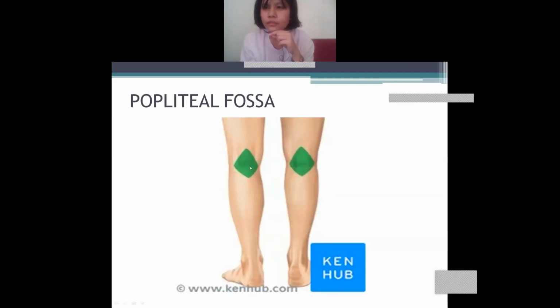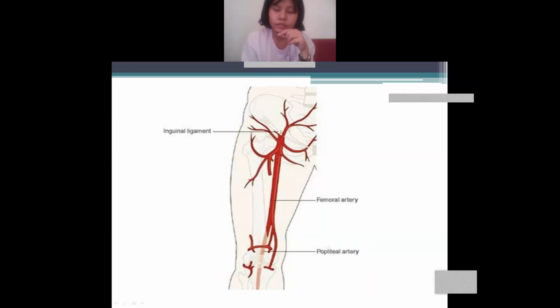Did you understand till here? Starting from the inguinal ligament, then you will find the femoral artery. Then if we go downwards, you will find the popliteal artery. Where will you find the popliteal artery? In the popliteal space, as well as the popliteal fossa.